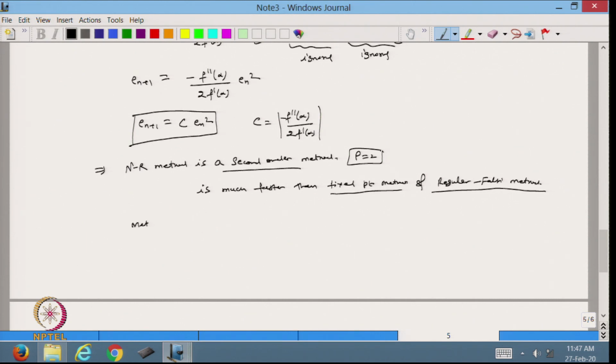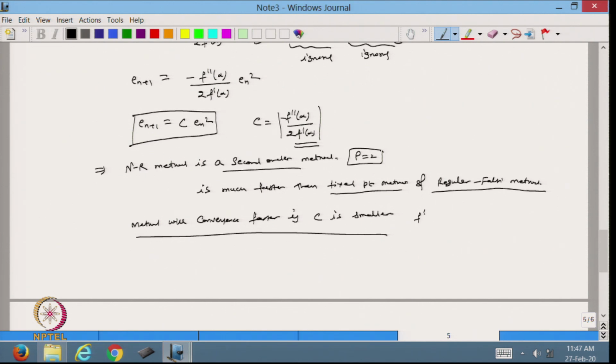So, based on this one I can say the method will converge faster if C is smaller, because the smaller the C is, the more the error will be reduced in the next step and the method will be much faster. So, if C is smaller, then this value will be smaller. So, in this case also my C is dependent upon the f dash alpha.